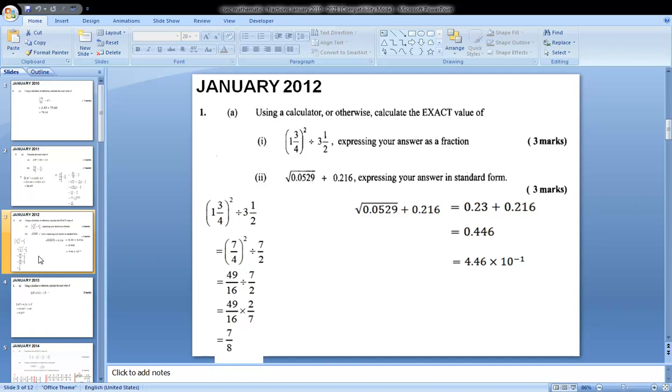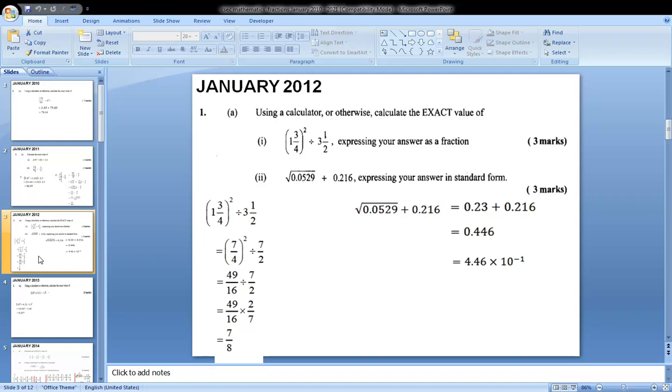So we say 2 into 2 goes 1 time, 2 into 16 goes 8 times, 7 into 7 goes 1 time, 7 into 49 goes 7 times. So we now have 7 over 8, and that is our fraction for our answer.